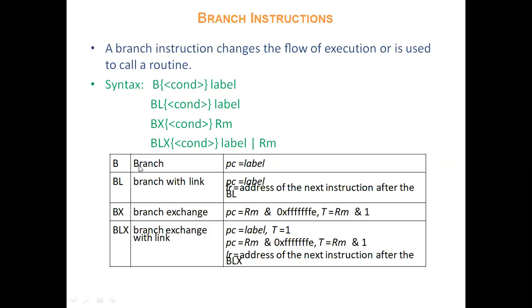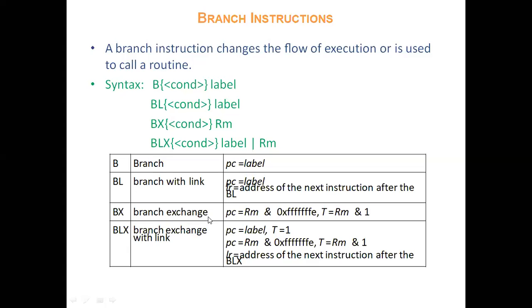Look at the first instruction, which is a branch. The PC, that is the program counter, will have the address of a label where the execution will start from. And there is something called a branch with link. The PC will again have the address of a label, but there is also the LR, which holds the address of the next instruction after the BL, the link return. After execution of the instruction at the label, the execution control has to come back to the next instruction, and that address has been stored in the LR.